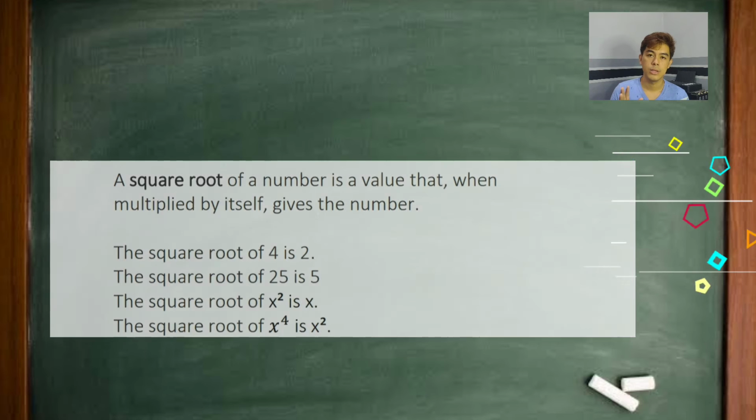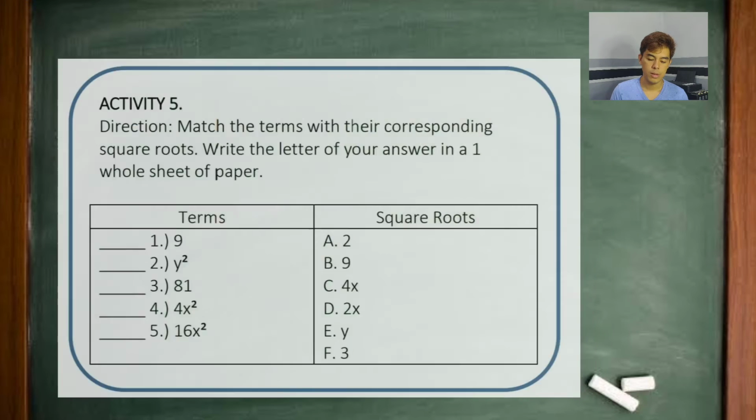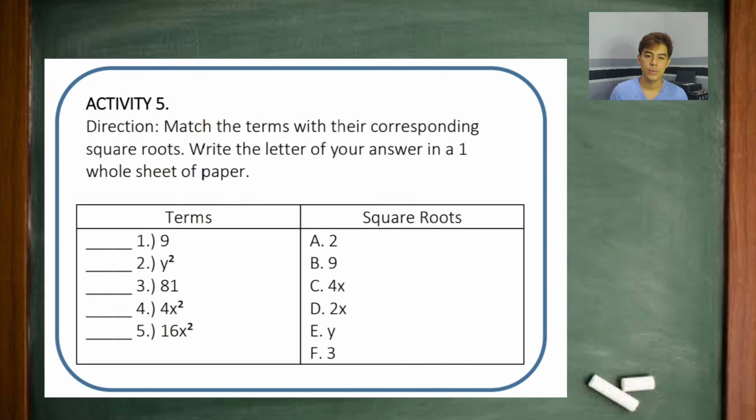Ayan, so mag-ready ulit ng papel para naman sa activity number 5. So sabi dito, match the terms with their corresponding square roots. So meron tayo dito sa left side mga terms and their corresponding square root can be found on the right column.